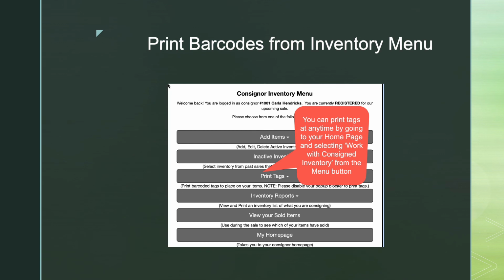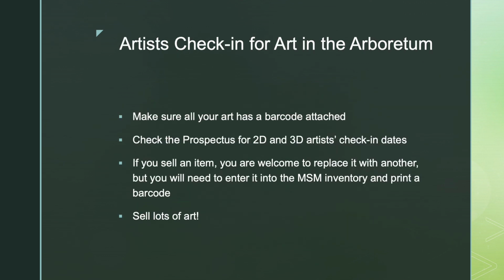I just want to reiterate one last time that you can print tags at any time by going to your home page through the artist portal, and selecting Work with Consigned Inventory from the menu button. And in this case, if it's late October, you can click Print Tags and it'll take you to that same screen so you can print the tags. And that's pretty much it.